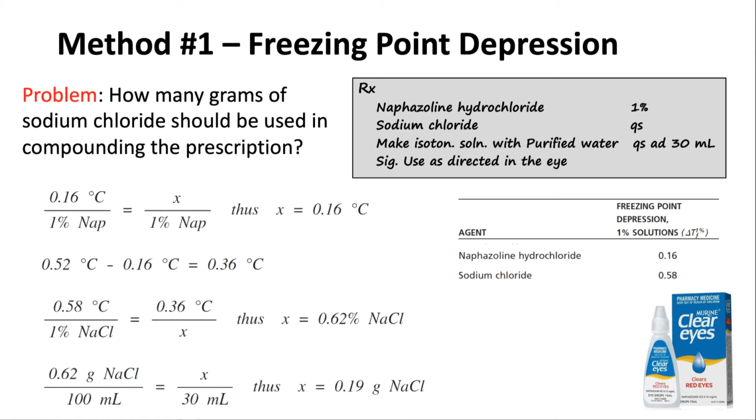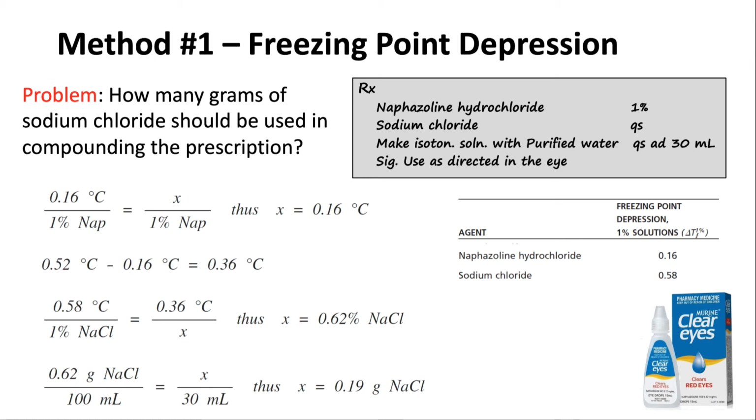So let's take our target of 0.52 degrees, subtract the 0.16 we get from the naphthazoline, and we still need to get a 0.36 degrees Celsius change in freezing point. What are we going to use to get that? The sodium chloride. So we set its delta T up as 0.58 degrees Celsius for every 1% of sodium chloride. Set that equal to the desired freezing point depression, which is 0.36, over x. We solve for x by taking 0.36 divided by 0.58, and numerically we get 0.62. That represents a 0.62% concentration of sodium chloride.